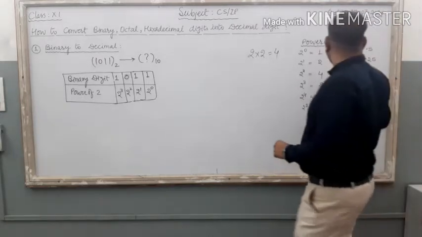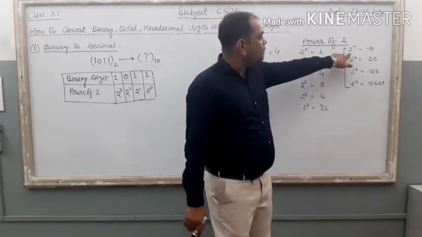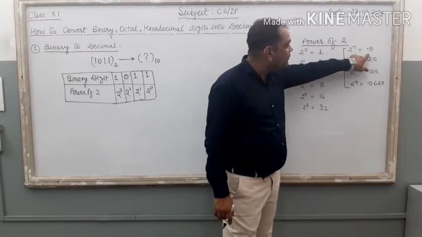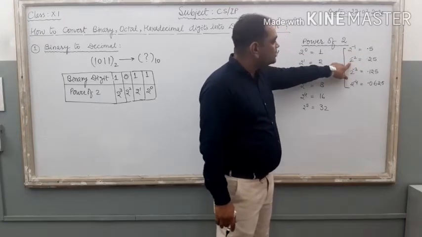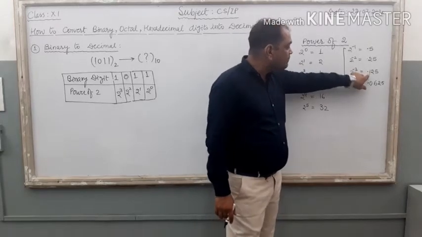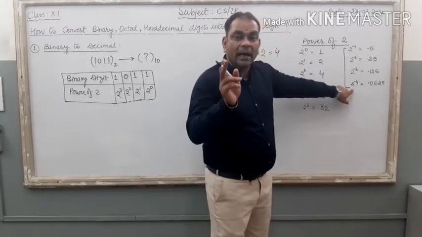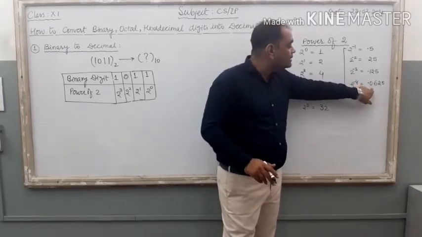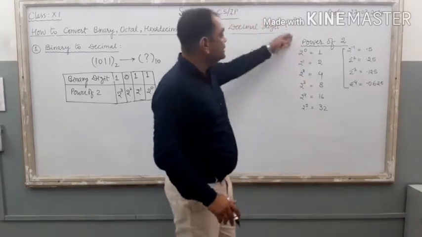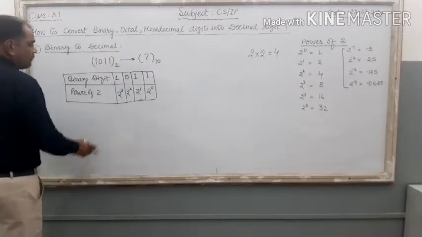Right? On the other side, if you want to know what is the decreasing power of 2, 2 raised to power minus 1, it is 0.5. 2 raised to power minus 2, it is 0.25. 2 raised to power minus 3, it is 0.125. And at the last 2 raised to power minus 4, it is 0.0625. Here it is the different power of 2. Right? Now, just convert this one.